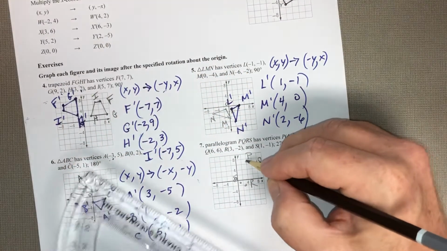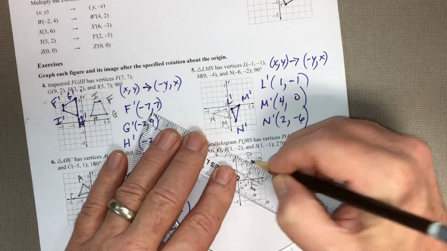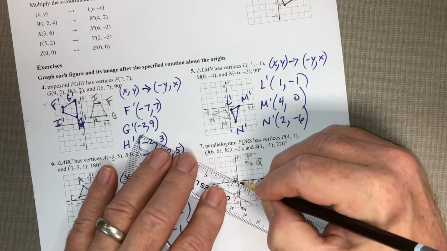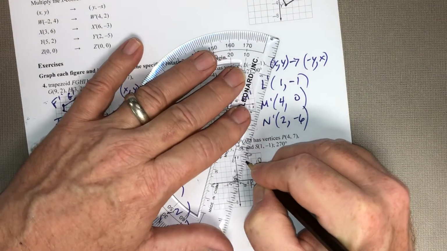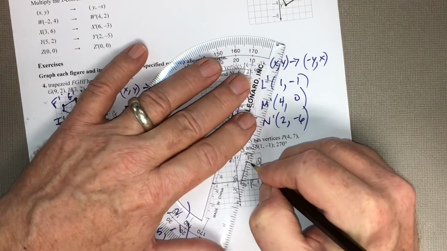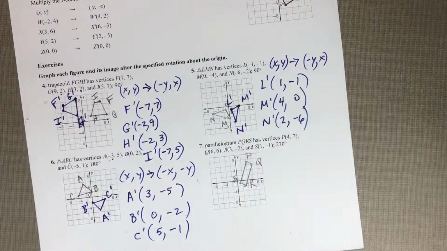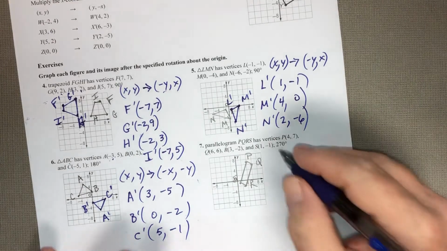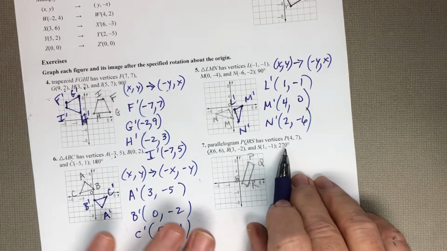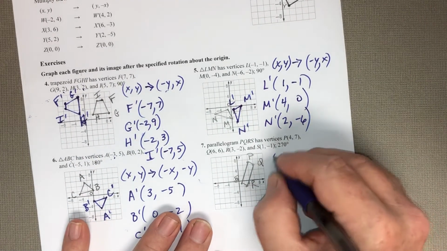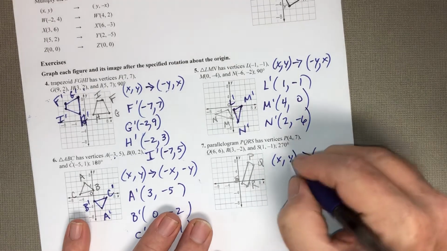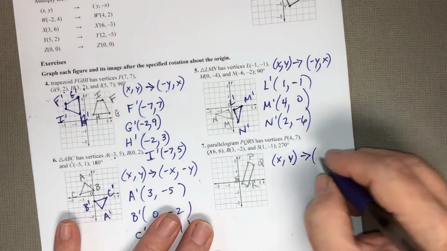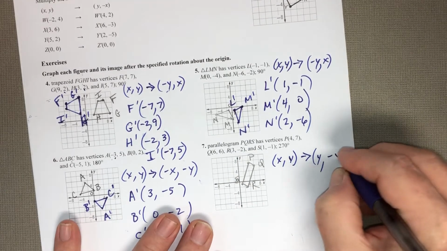All right, so now I'm going to graph that parallelogram. Okay, there's those two parallel sides right there. All right. And then I'm going to get my other two parallel sides. Right there they are. All right. And now I'm going to use my rule for 270-degree rotation. The rule for a 270-degree rotation is that (x, y) changes to (y, -x).